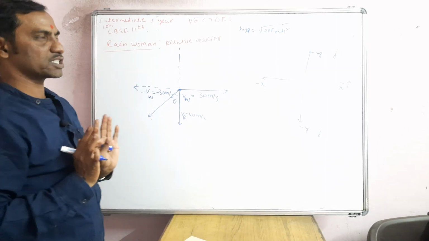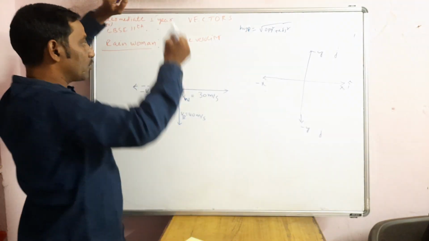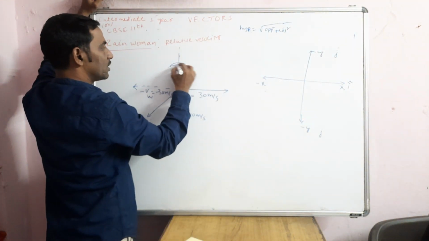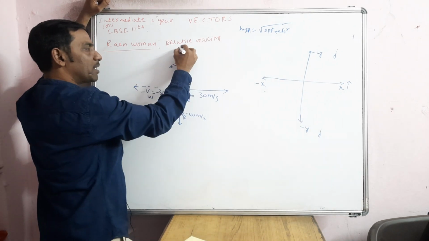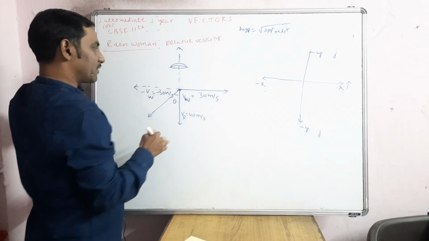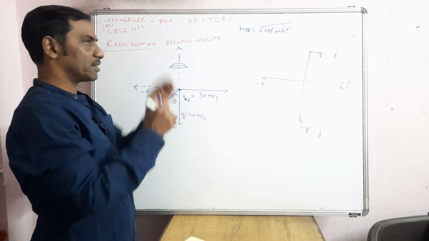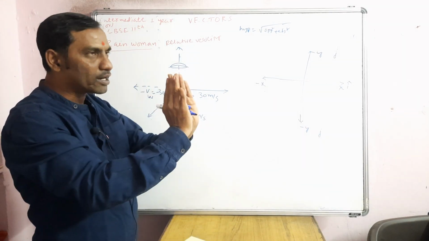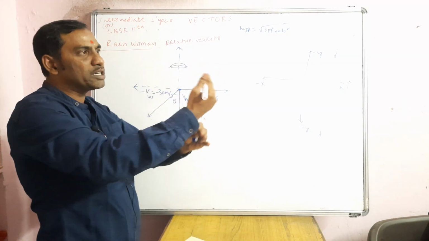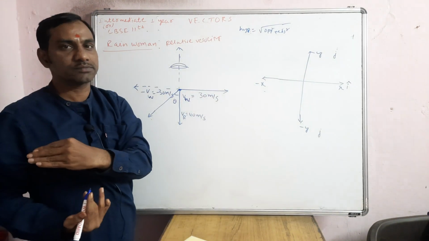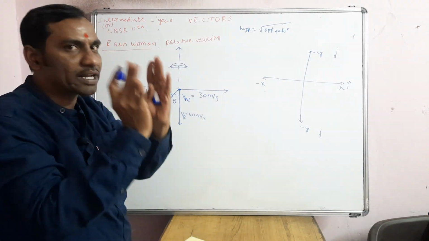For example, if you are stationary, then you have to keep the umbrella over your head. For example, this is your umbrella. If you are stationary, the person has to keep the umbrella like this. Why? Because the rain will fall on the head only. When you move, your speed will add up as negative. Means you are talking about a combined effect.